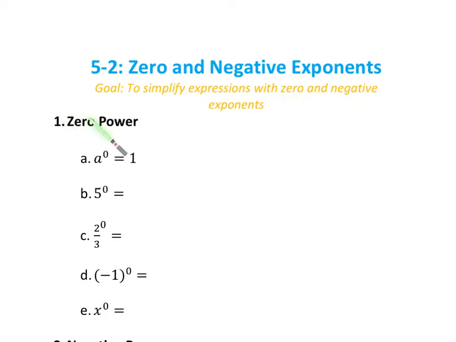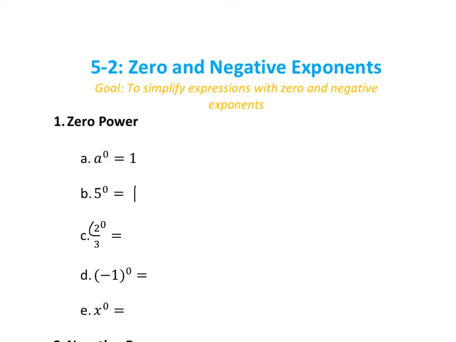So here are the rules. 0 power, super easy. All it means is anything to the 0 power except 0. You can't do 0 to the 0 power, it doesn't work. Anything else to the 0 power is 1. So 5 to the 0, 1.